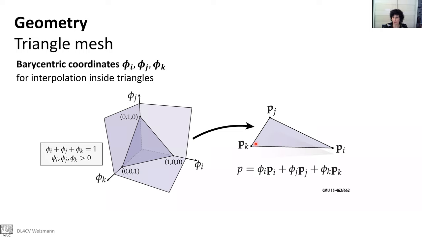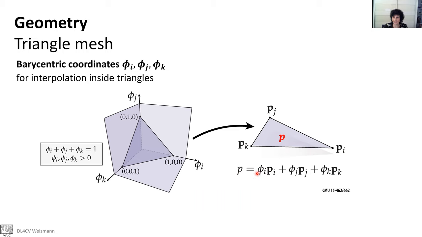Now I have a new triangle which can be in R3, not necessarily in R2, with new nodes, vertices, which I call PI, PJ, and PK. They have new coordinates in R3, for example. Now I'm asking myself the following. I have a new point which resides on the triangle, and I would like to use a linear combination of the vertices, PI, PJ, and PK, to determine this point, to represent this point.